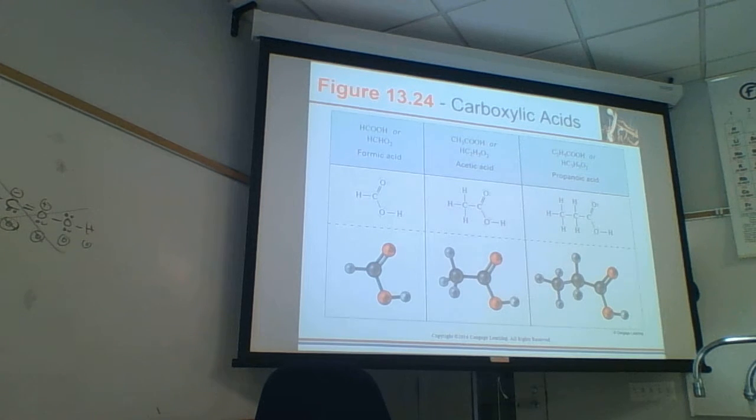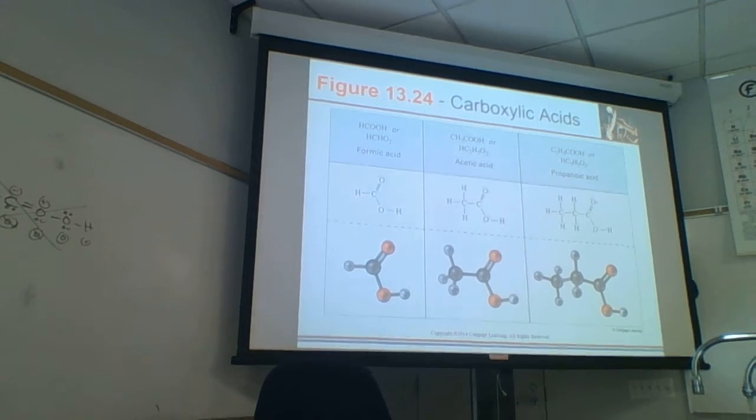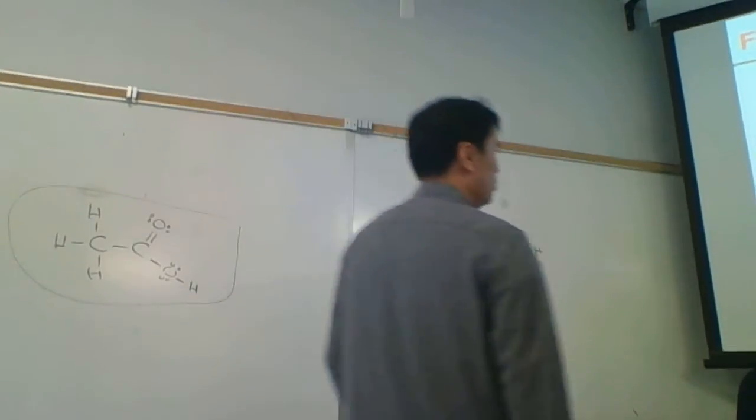And so the 2 oxygens are not bonded to one another. The 2 oxygens are bonded to the carbon, so it goes COOH. This is the way we read it. CH3COOH. That would be the structural formula. All carboxylic acids will have the COOH group.